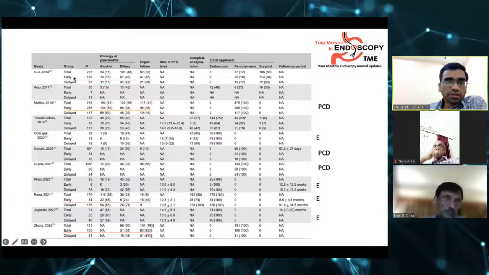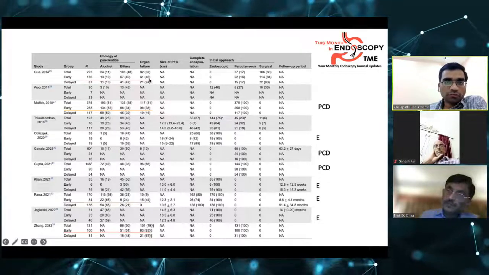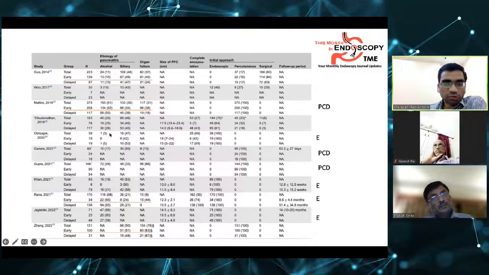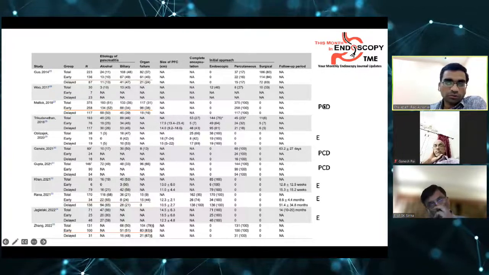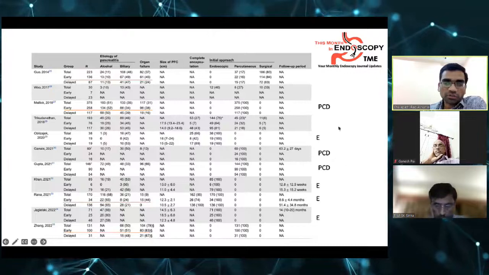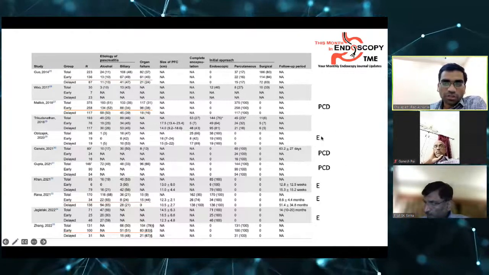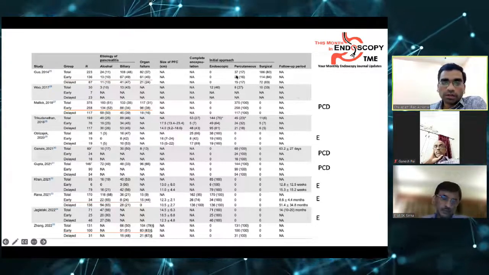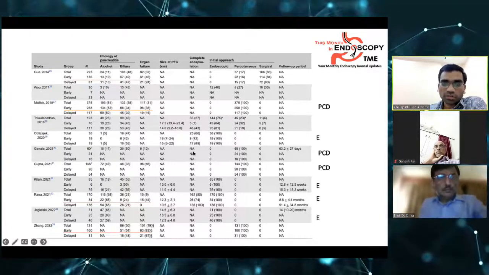As expected, the early intervention group was sicker, with organ failure higher in the early group in at least 3 or 4 studies. Three studies exclusively studied percutaneous catheter drainage, 4 studies evaluated endoscopic drainage, and the rest of the studies were a combination of percutaneous, surgical, and endoscopic approaches.